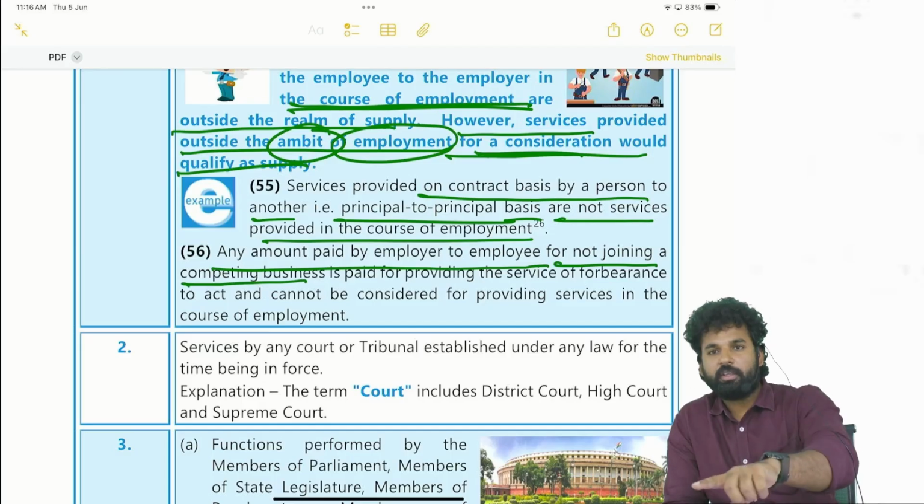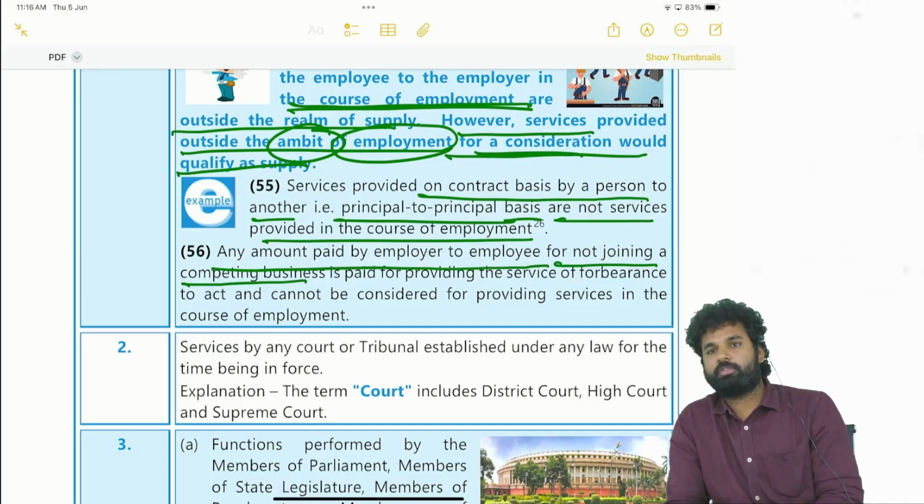On the salary, GST will not be attracted. First of all, it is not a supply. On non-compete fees, GST will be attracted. It is a supply. GST will be attracted.